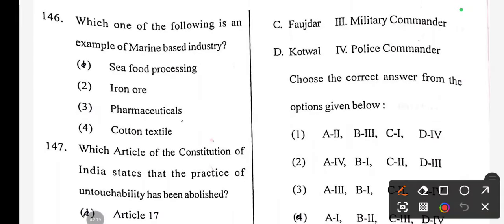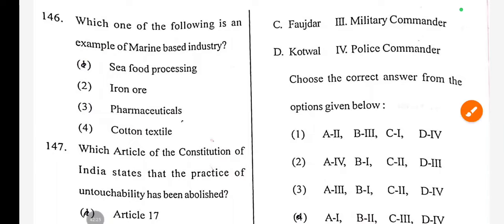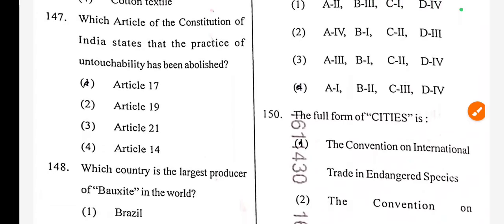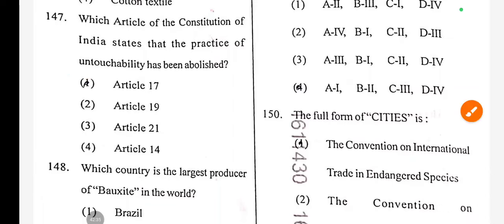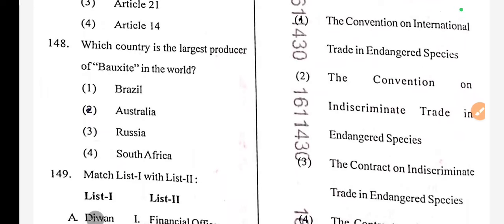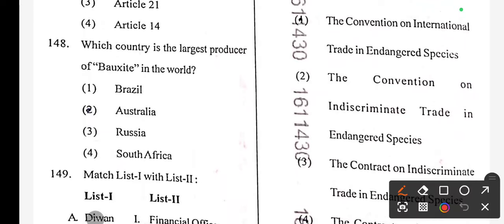146. Which one of the following is an example of marine-based industry? Option 1, seafood processing. 147. The article of the Constitution of India which states that the practice of untouchability has been abolished is Article 17. 148. Which country is the largest producer of bauxite in the world? Option 2, Australia.